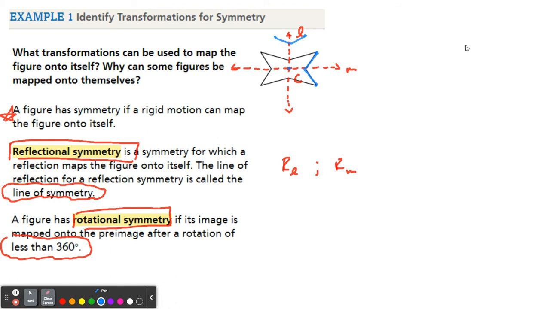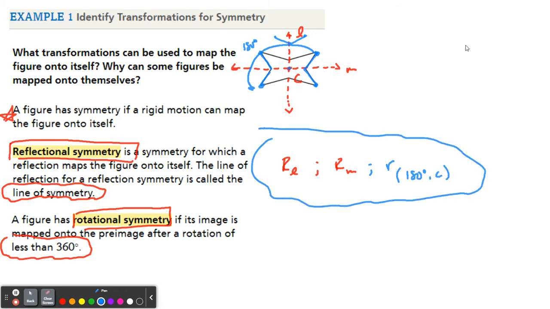But if you rotate it 180 degrees, this part will go here, and this part will go up here, and this will be lined up on itself. So if you take this and go 180 degrees this way, you will map onto yourself. So it does have rotational symmetry if you go 180 degrees about the center of this figure. And there you go. There are the transformations that will map this figure onto itself. These are the reflections and the symmetries we're talking about.